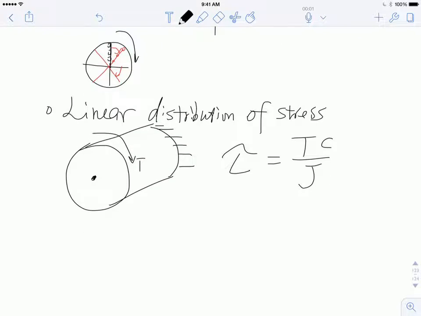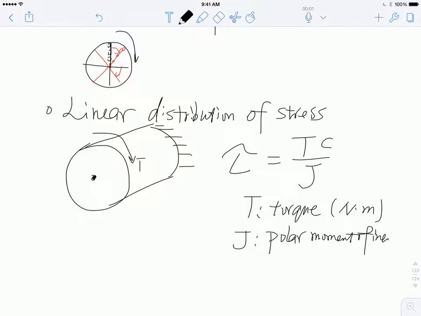Okay, so let's look at the surface. T is of course the torque you apply. And again, according to definition, torque is a moment, right? So what's the unit of moment? That's right, Newton times meter. How many newtons times how many meters? Now, J is the polar moment of inertia. This polar moment of inertia is determined by geometry, just like the area moment of inertia. You learned that in statics, and I'll show you how to calculate this polar moment of inertia later on.